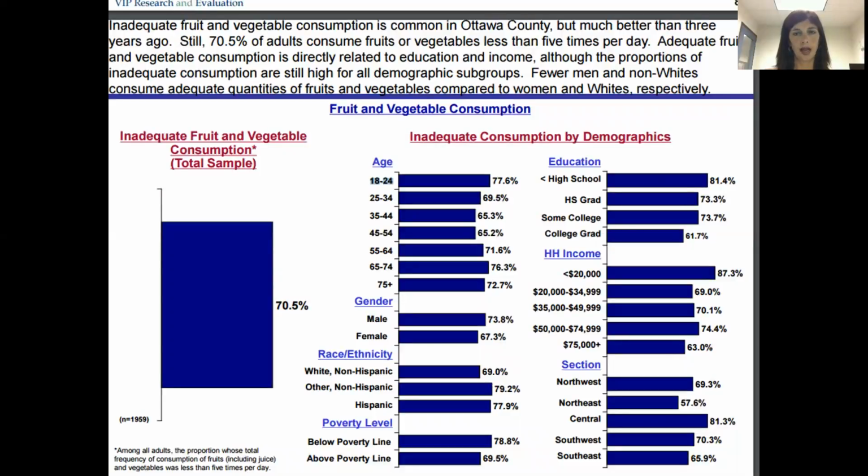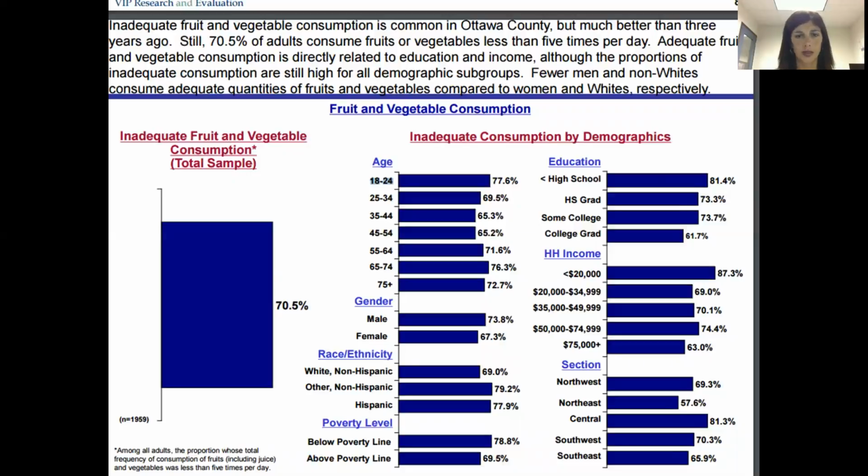Another example that we found using our Ottawa County BRFS data is that really there's inadequate fruit and vegetable consumption all over Ottawa County, regardless of demographics. As you can see, almost 71% of Ottawa County adults have an inadequate fruit and vegetable consumption, meaning that they're eating fruits and vegetables less than 5 times a day.